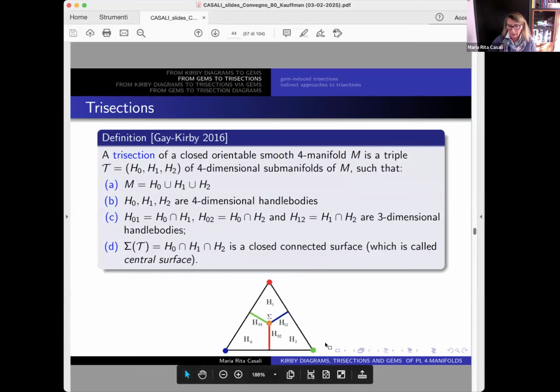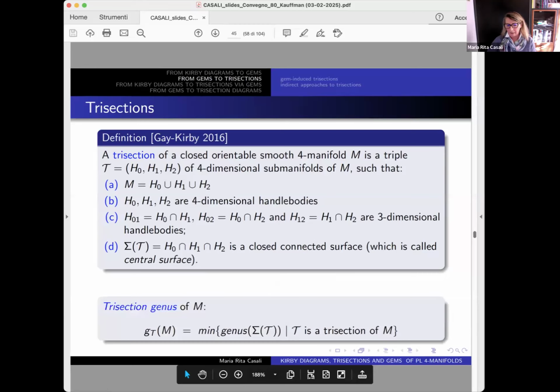This cartoon gives an idea of the splitting translated into a two-dimensional setting. The minimum genus of the central surface is said to be the trisection genus of the closed 4-manifold. In the last years, the notion of trisection has been extensively studied also in its relationships with other manifold representation tools.